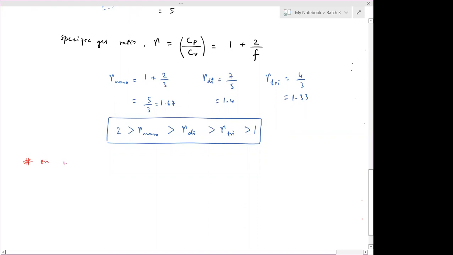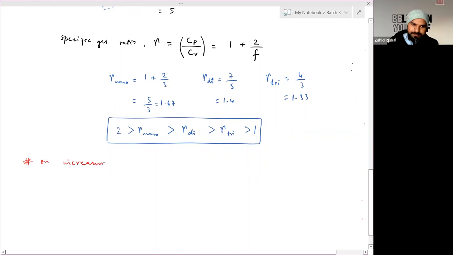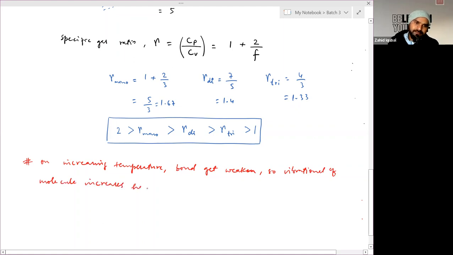Yeah. So on increasing temperature, bonds get weakened, so the vibrational energy of the molecule increases. Hence, degrees of freedom increase.